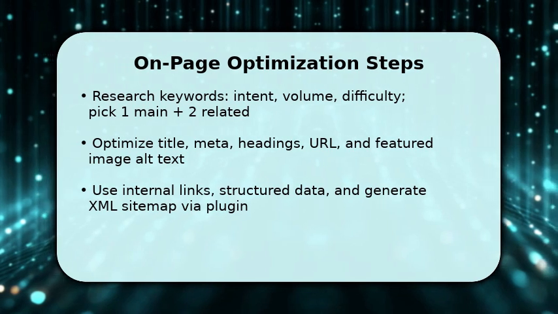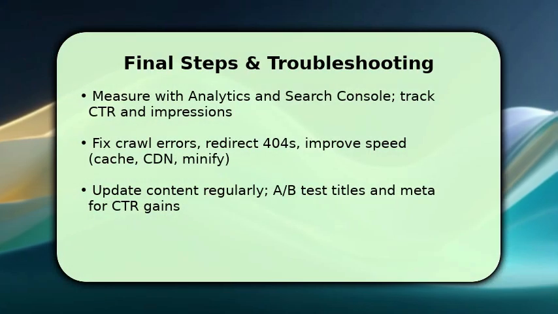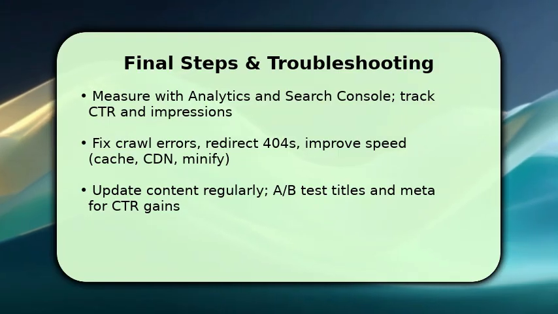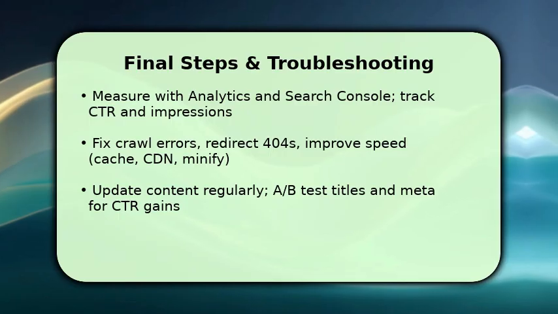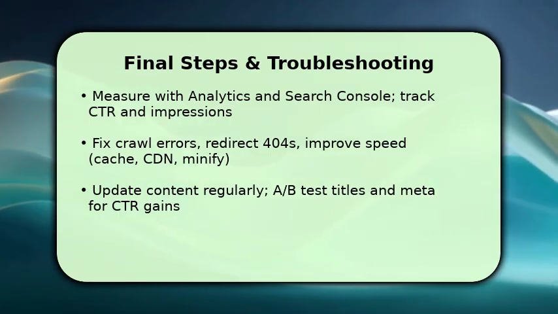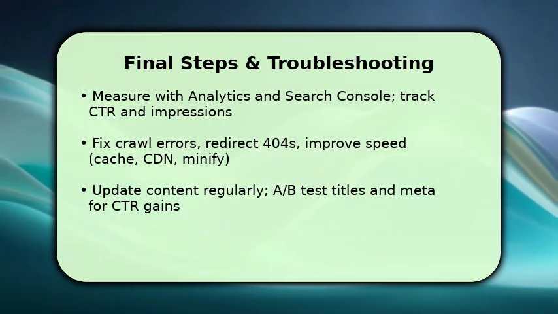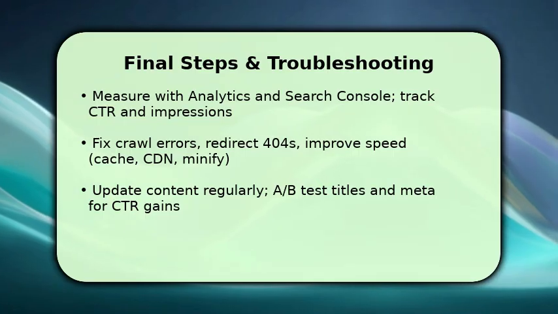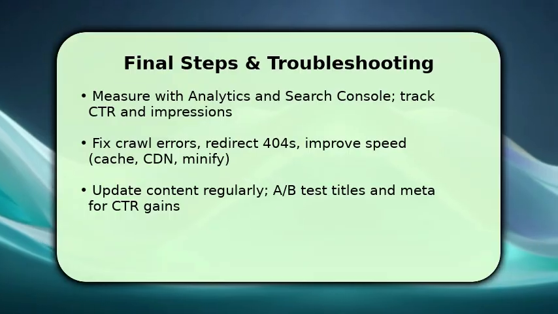You finish by measuring results. Link analytics to WordPress and monitor Search Console for impressions, clicks, and CTR. If you see crawl errors or 404s, create 301 redirects and resubmit the sitemap. Improve load time with caching, a CDN, and minifying assets to lower bounce. Make sure to refresh content periodically and A/B test titles and meta descriptions for better CTR. If rankings drop, check for indexing issues, plugin conflicts.